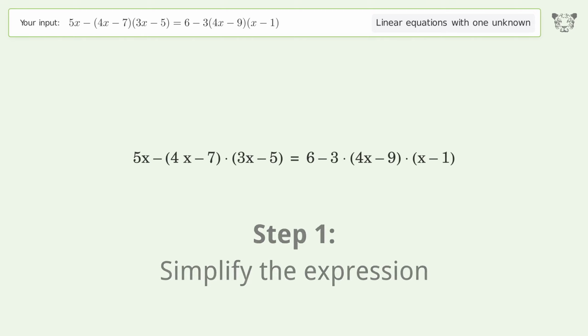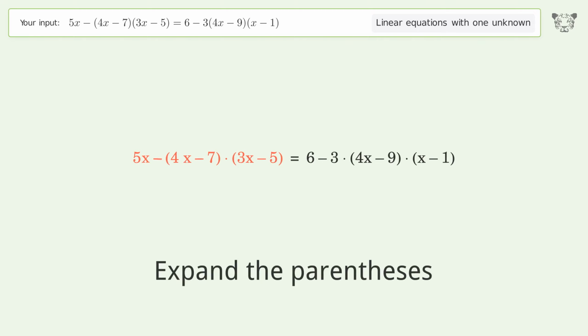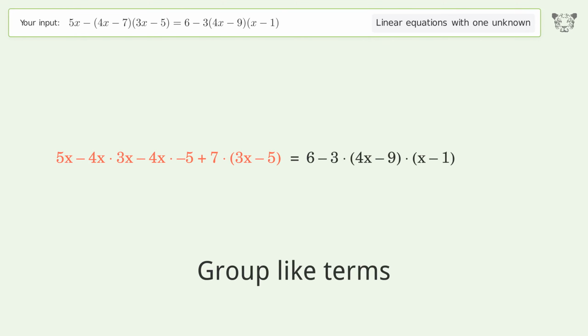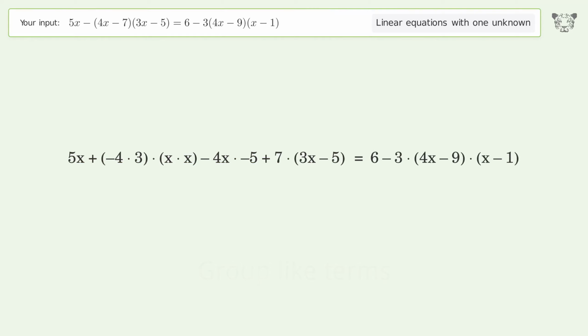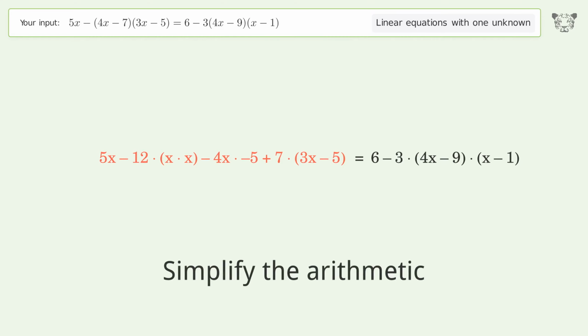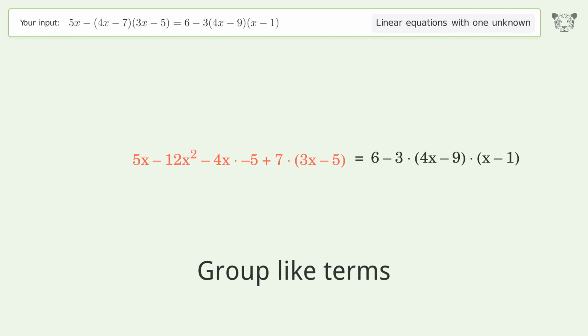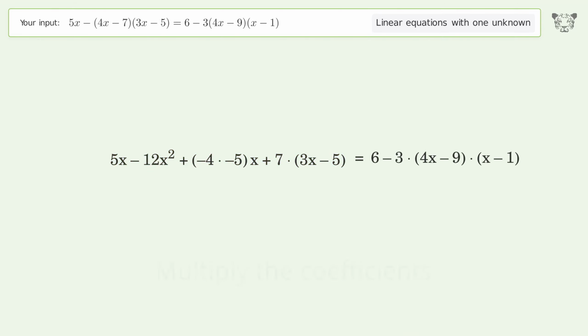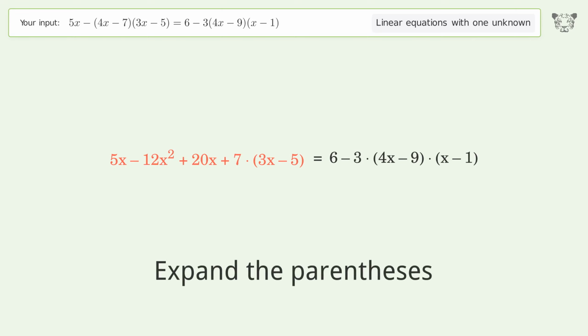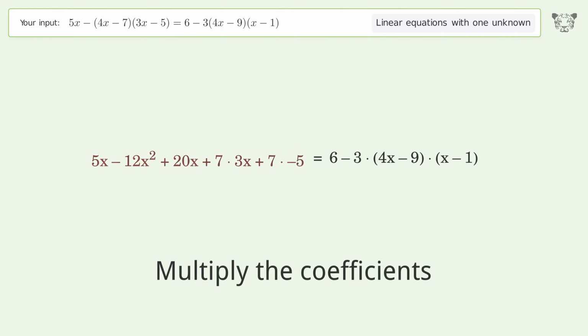Simplify the expression. Expand the parentheses. Group like terms. Multiply the coefficients. Simplify the arithmetic. Group like terms. Multiply the coefficients. Expand the parentheses. Multiply the coefficients.